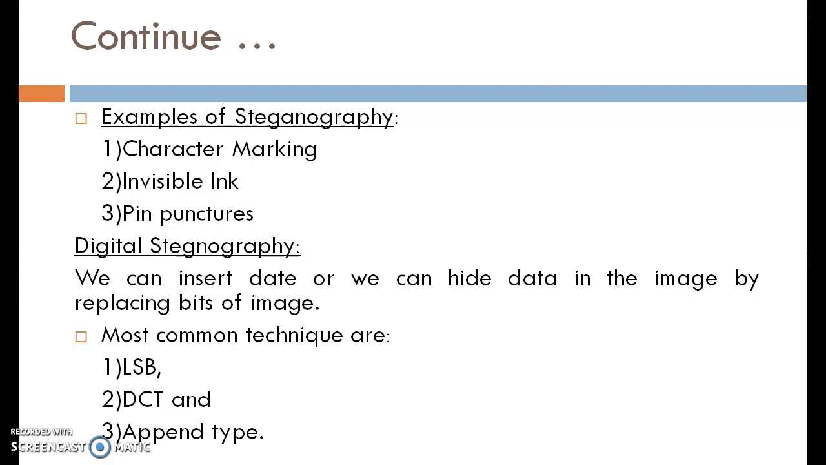Now digital steganography. It means we can insert or hide data in an image by replacing the bits of the image. We are hiding the information within the image. For that, the most common techniques are LSB, least significant bits, DCT, discrete cosine transform, and the appending method.